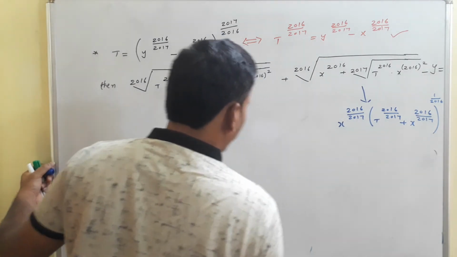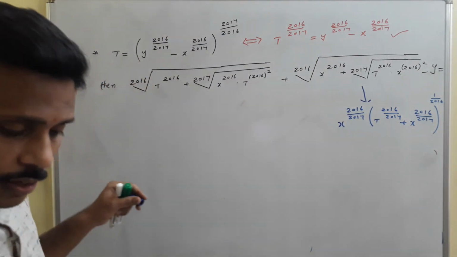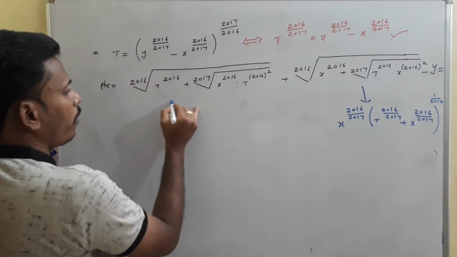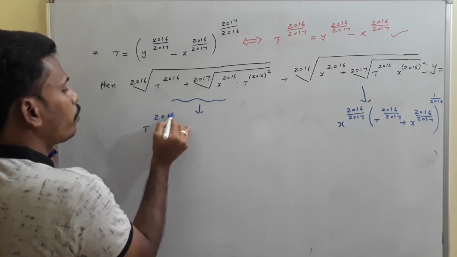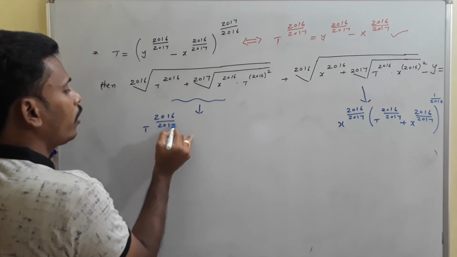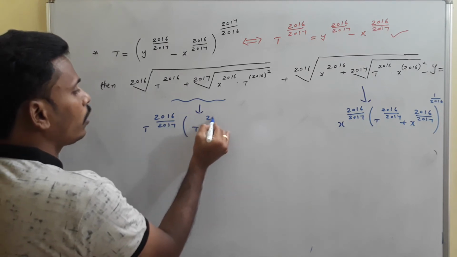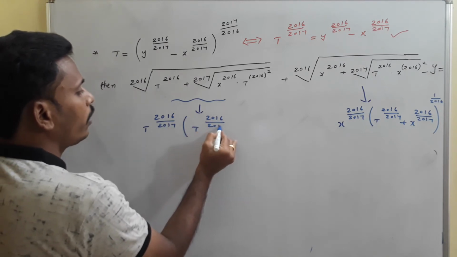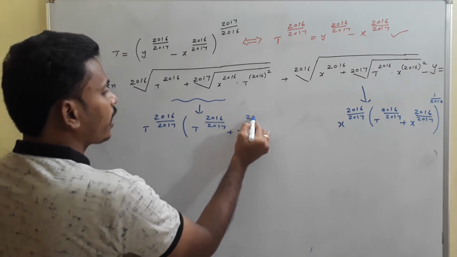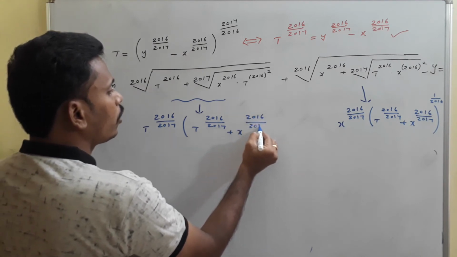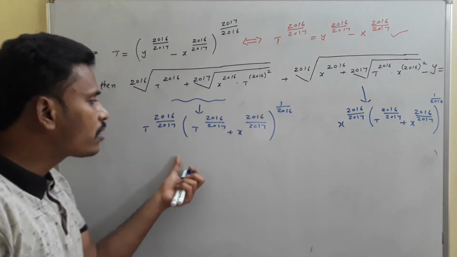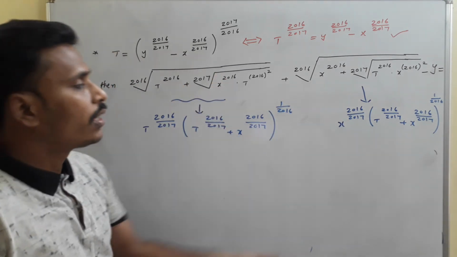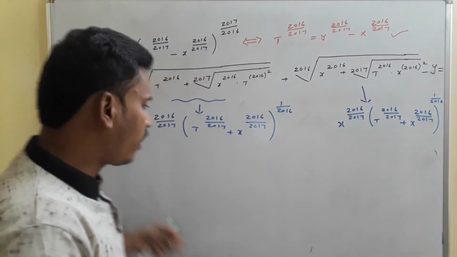If you listen completely, it won't help you. If you think with me, then it helps much for you. Okay. See, if you simplify this, as I mentioned, the simplification is t power 2016 by 2017 into t power 2016 by 2017 plus x power 2016 by 2017 whole power 1 by 2016. This is the simplification of this first term. This is the simplification of this second term.